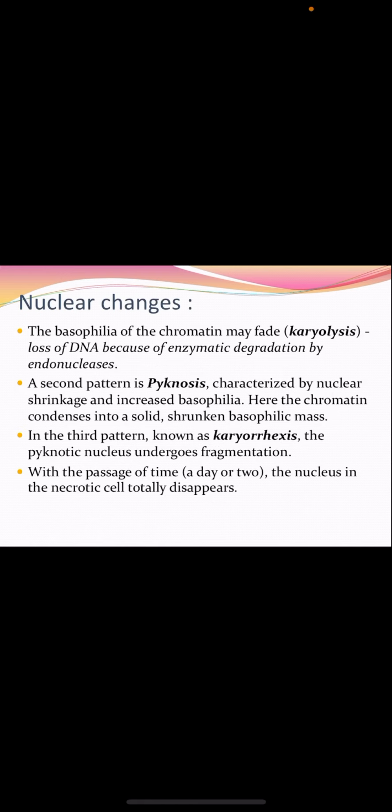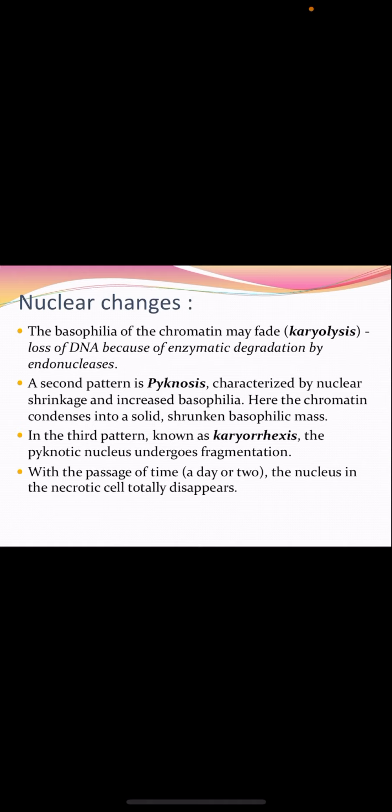Coming to nuclear changes of necrosis. There are three important nuclear changes. First one is karyolysis. In karyolysis, the basophilia of chromatin fades due to loss of DNA, because of enzymatic degradation by endonuclease. Second is pyknosis. It is characterized by nuclear shrinkage and increased basophilia. Here chromatin will condense into a solid shrunken basophilic mass.